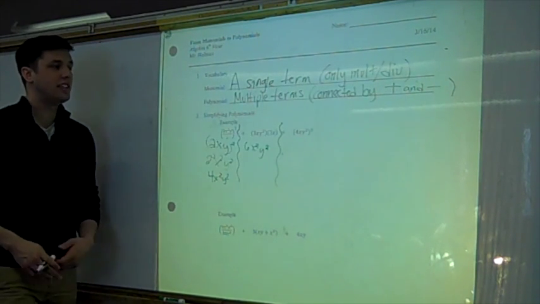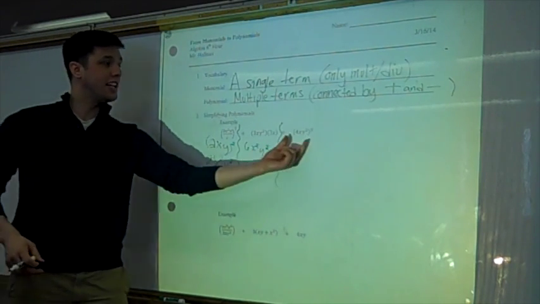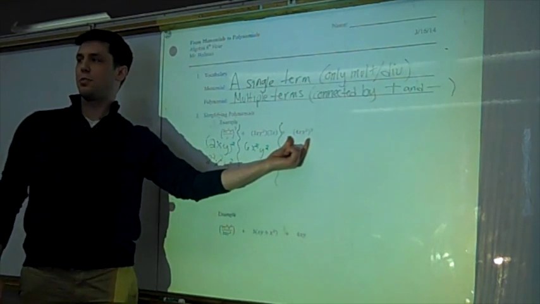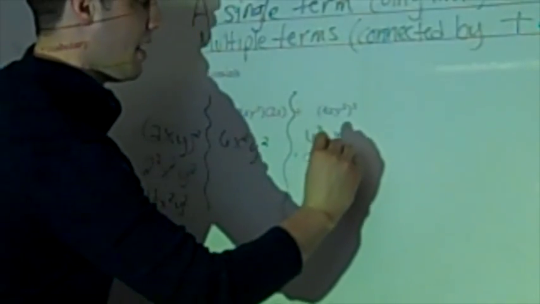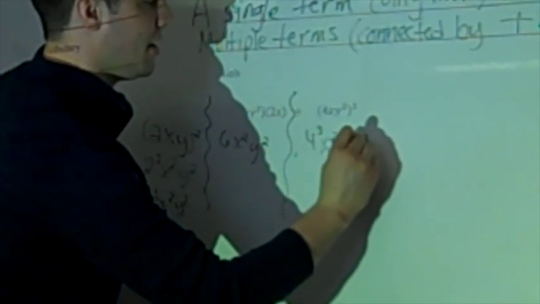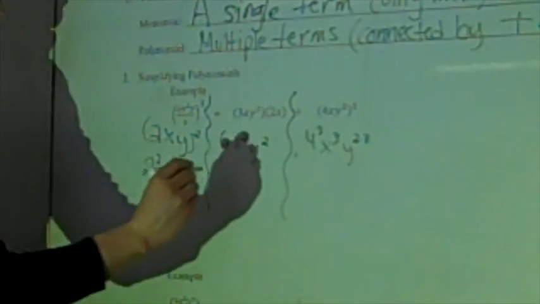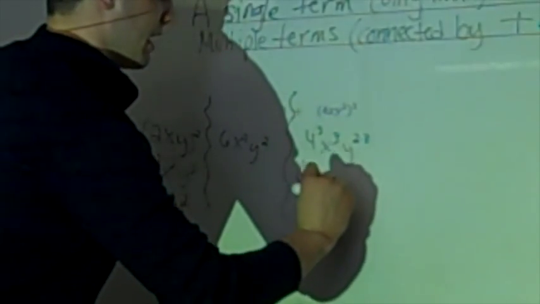Last one, 4xy squared, all to the third. Look inside the parentheses. Can we simplify inside the parentheses? 4xy squared. Cannot simplify on the inside, so what do we do? Distribute the exponents. So 4 to the third, x to the third, and then y squared to the third, which is you multiply the exponents. And so 4 to the third is going to be 64. X to the third, and then y, 2 times 3?